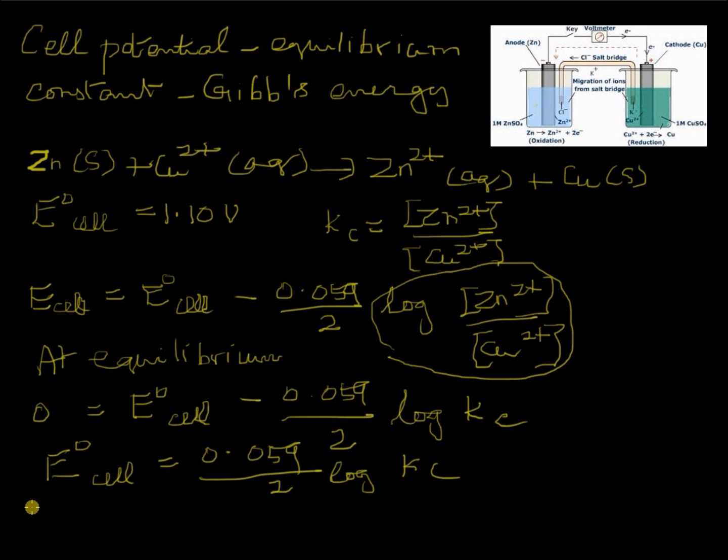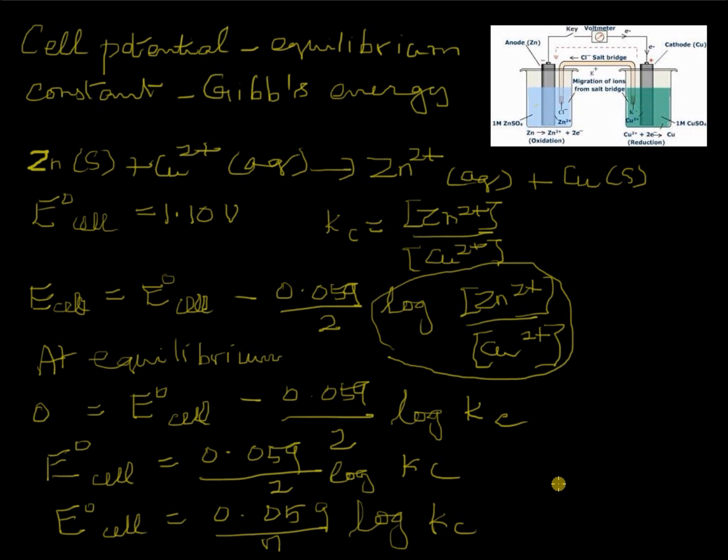So in general we can write E0 cell is equal to 0.059/n log Kc. n is the number of moles of electrons that are exchanged in the reaction for the electrochemical cell. When you write the equation for the cell reaction, you can easily notice how many electrons are lost and gained by the metals involved in the cell. So that will give you the value of n.